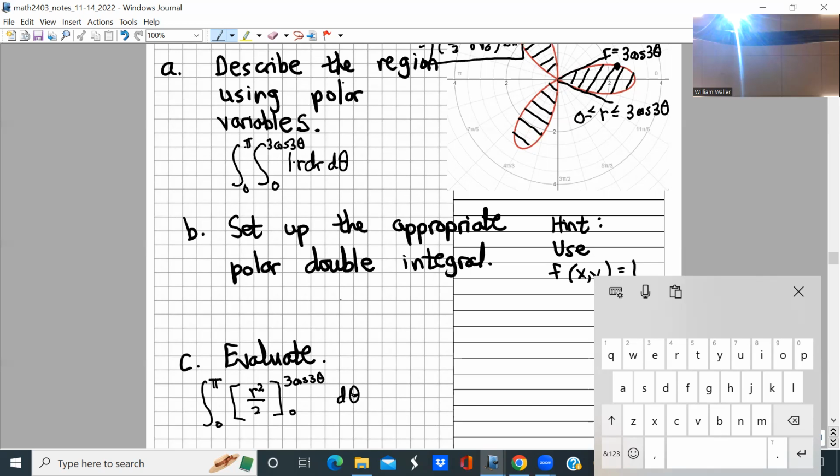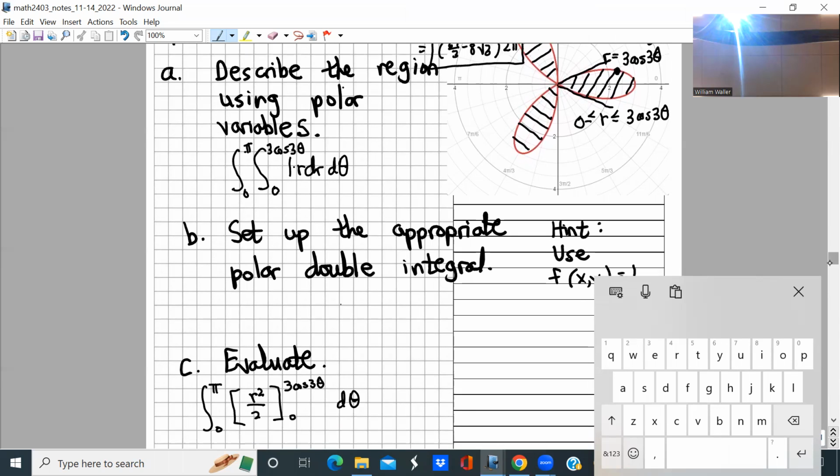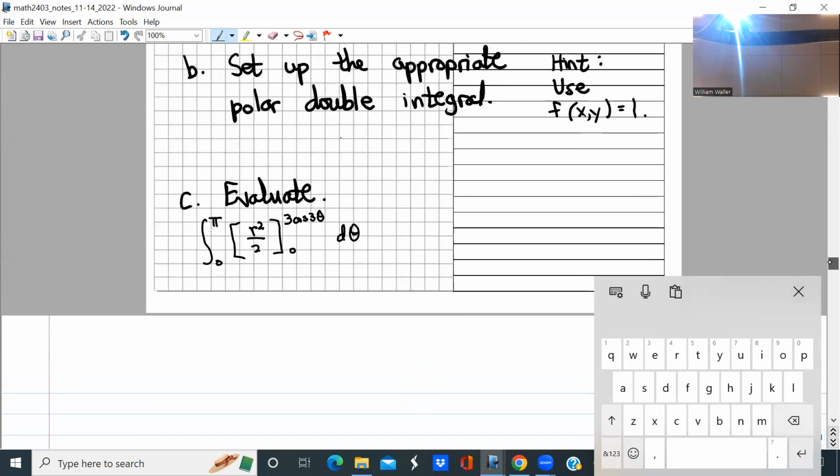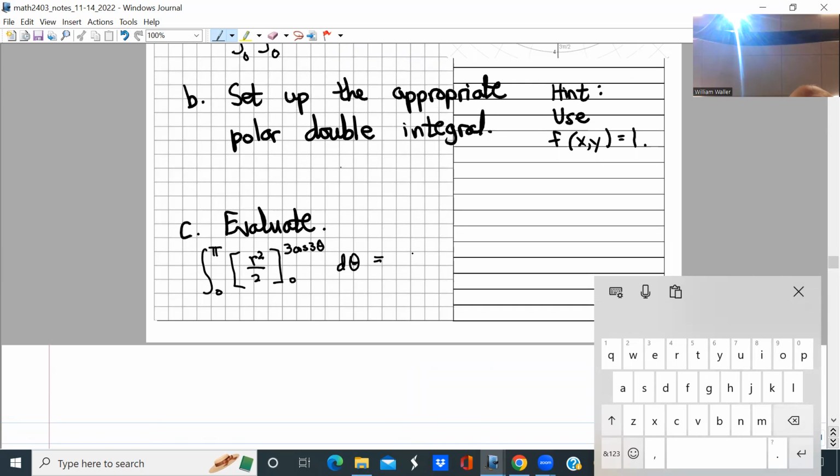So let's factor out the 1/2. Get that out of the way because that's going to be annoying. So let's see if we can get rid of that. And we can factor it actually all the way in front, right? So we can put the 1/2 in here. And then we just fill in 0 and 3 cosine of 3 theta, right? So fill that in for r.